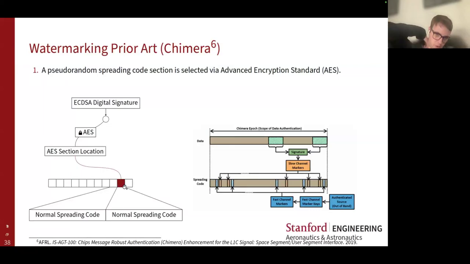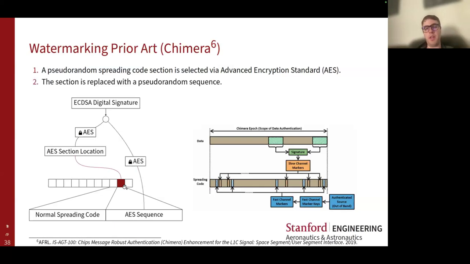Let's say they pick this section. First they take the signature and use AES to derive a random section, one of the 31, depending on whether there are other details, but we'll keep it simple here. They select a random section, and then they replace the normal spreading code in that section with an AES sequence. So now it's gone from a spreading code that's known to a random sequence.